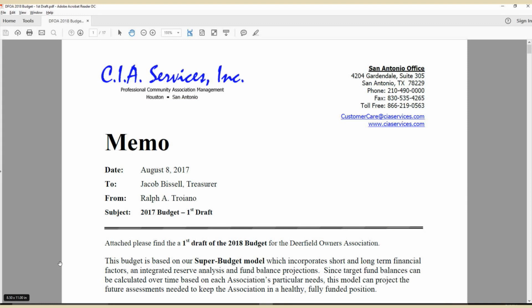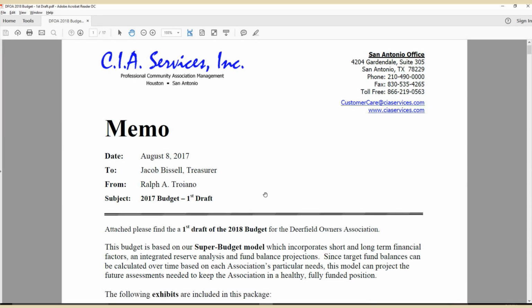I want to show you a real super budget here, and I'm going to be going through this. This one is a real super budget that just got approved a couple weeks ago at a September meeting. This one happens to be for Deerfield. There's a lot of good things in here, but a great super budget always starts with a good memo.